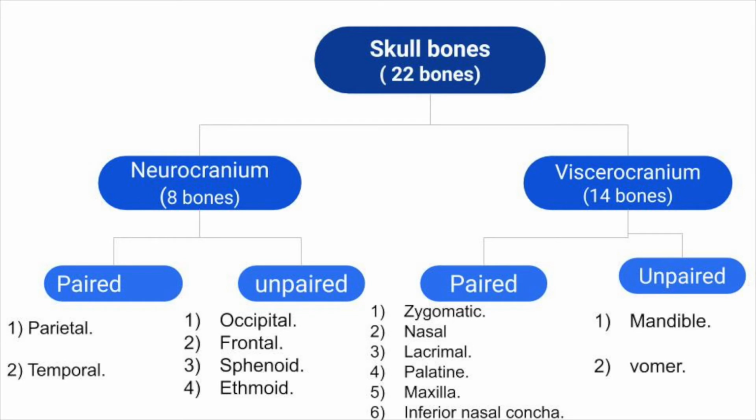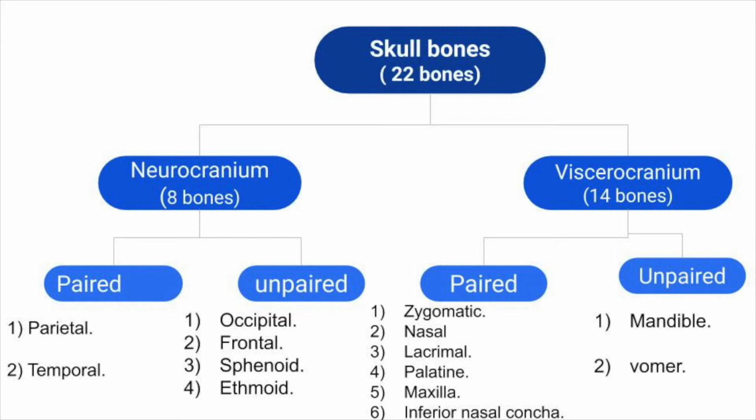Today we are going to learn about the skull. The skull has 22 bones in total. It is divided into two: neurocranium and viscerocranium. The neurocranium surrounds the brain and the brainstem. The viscerocranium is also called the facial bones.